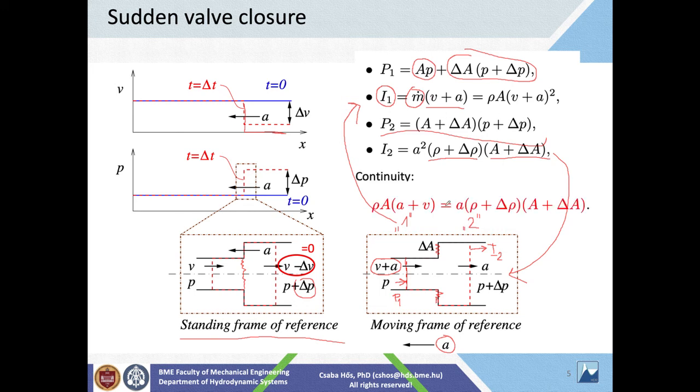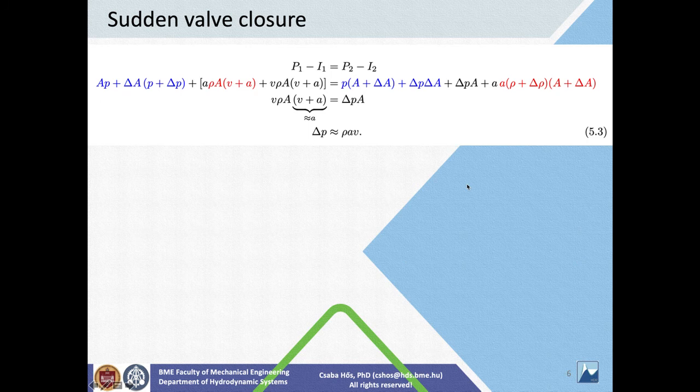We have one more equation, which is the continuity equation, which should be true. The amount of mass flow rate entering here, rho A (V plus A), is the same as the amount of mass flow rate leaving here, which is A times (rho plus delta rho) times (A plus delta A). This is all we need. We put all these equations together, as you can see here. So here I did nothing, just applied the momentum theory, and I wrote out all the terms. Now it's nice that the momentum equation appears. The red terms cancel each other because of the momentum equation, and the blue terms simply appear on both sides, so they also cancel each other. And what you are left with is this remarkably simple equation.